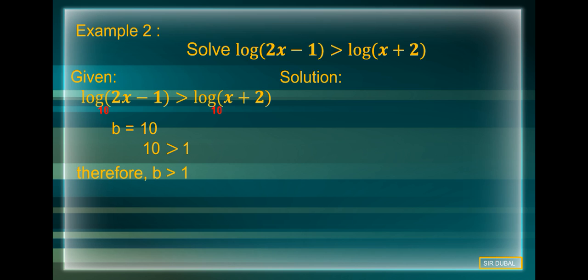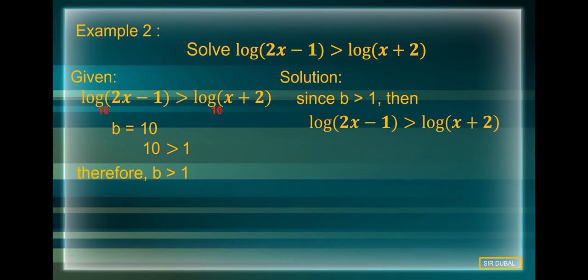So for our solution, since b is greater than 1, then the direction of our inequality will be retained based on our property number 1. So I'm going to show you. So that is now the result. As you can observe, the symbol is retained.